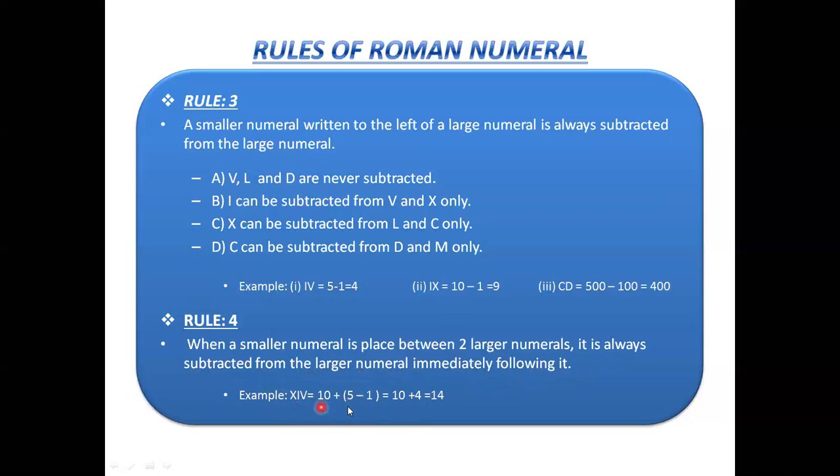So the value of X is 10. 10 plus, what we have to do? We have to subtract this. 5 minus 1 is 4. 10 plus 4 equal to 14. I hope you all understood the rules of Roman numerals.